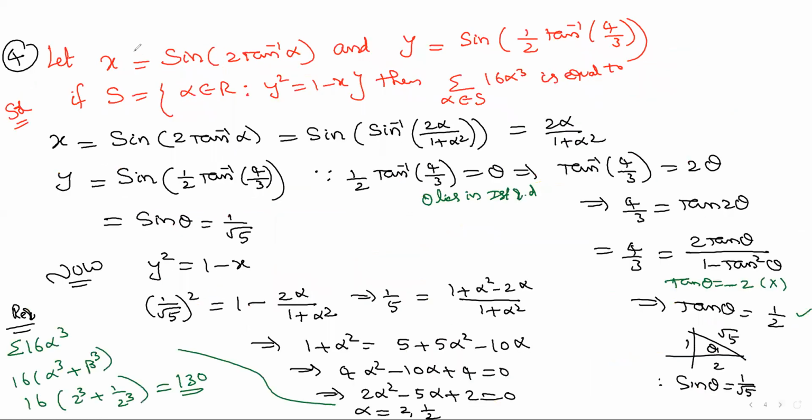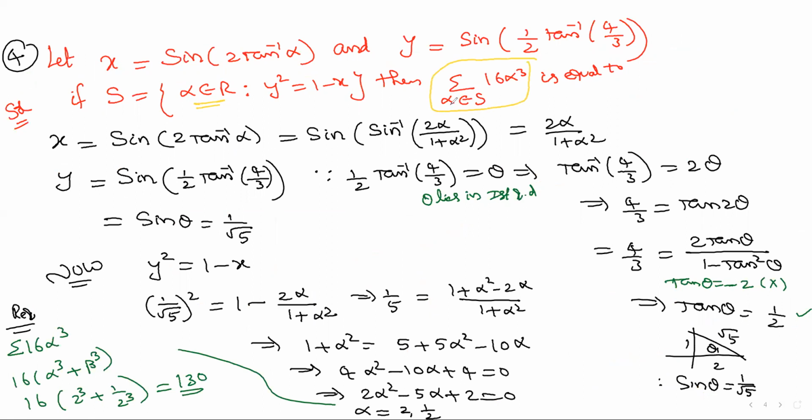Next, I am going to explain question number 4. Here x and y values are given. One set S is equal to the set of alpha belonging to the real numbers such that y squared is equal to 1 minus x. Then find out this value.